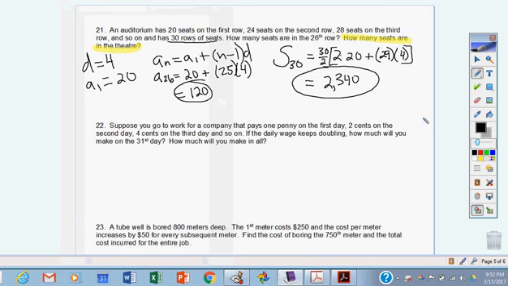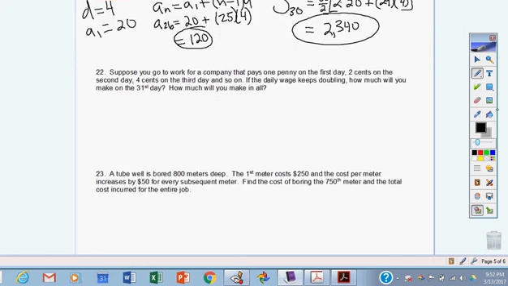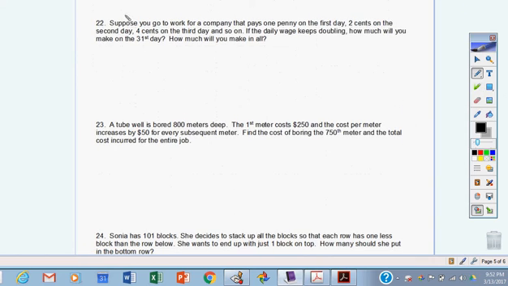Suppose you go to work for a company. 1 penny. I'd like to find a company that does this, but 1 penny a day. So the first day, a penny, so 0.01. The second day, 2 cents. Third day, 0.04. So you clearly see that the r value is 2. We are doubling our pay every single day. If the daily wage keeps doubling, how much will you make on the 31st day?